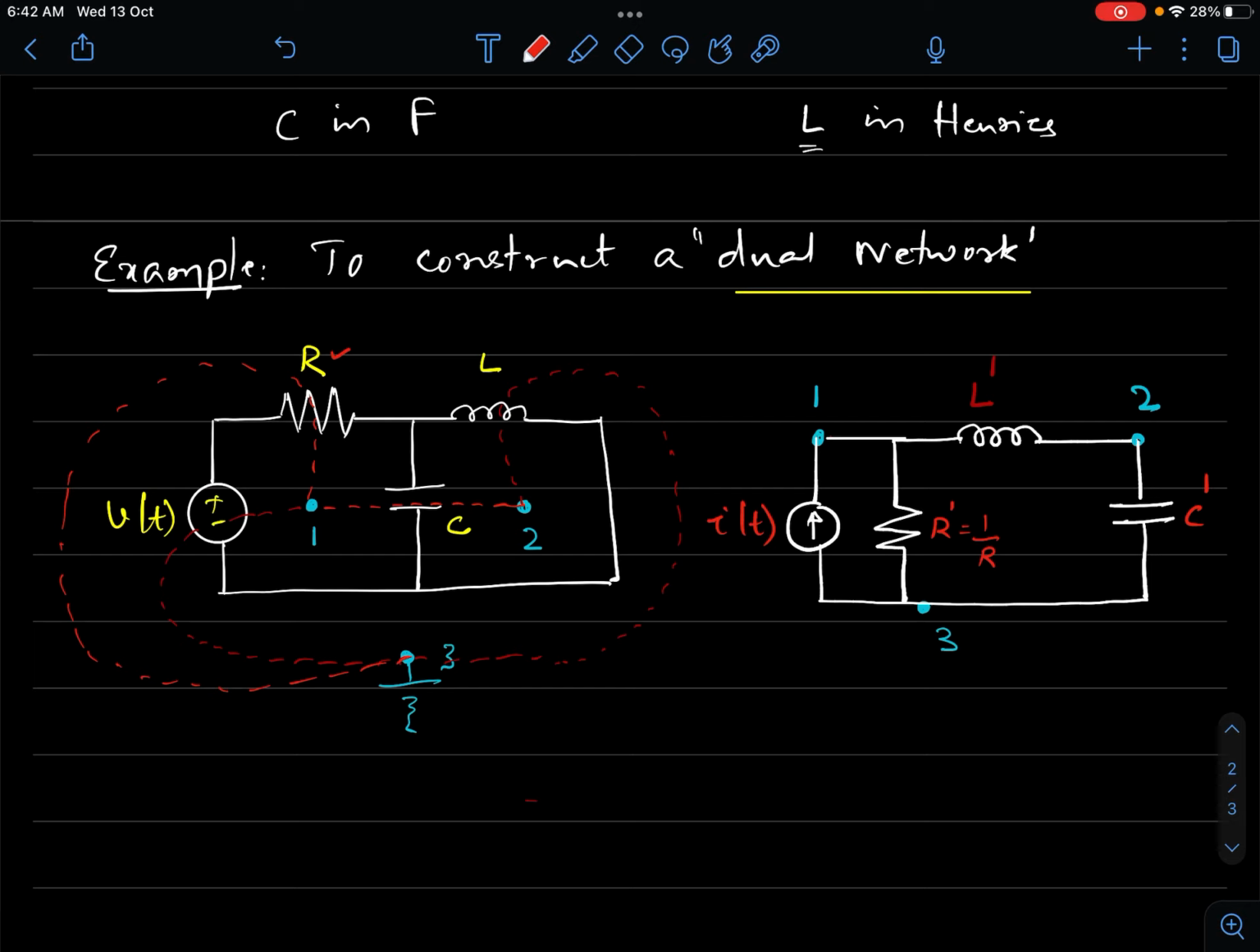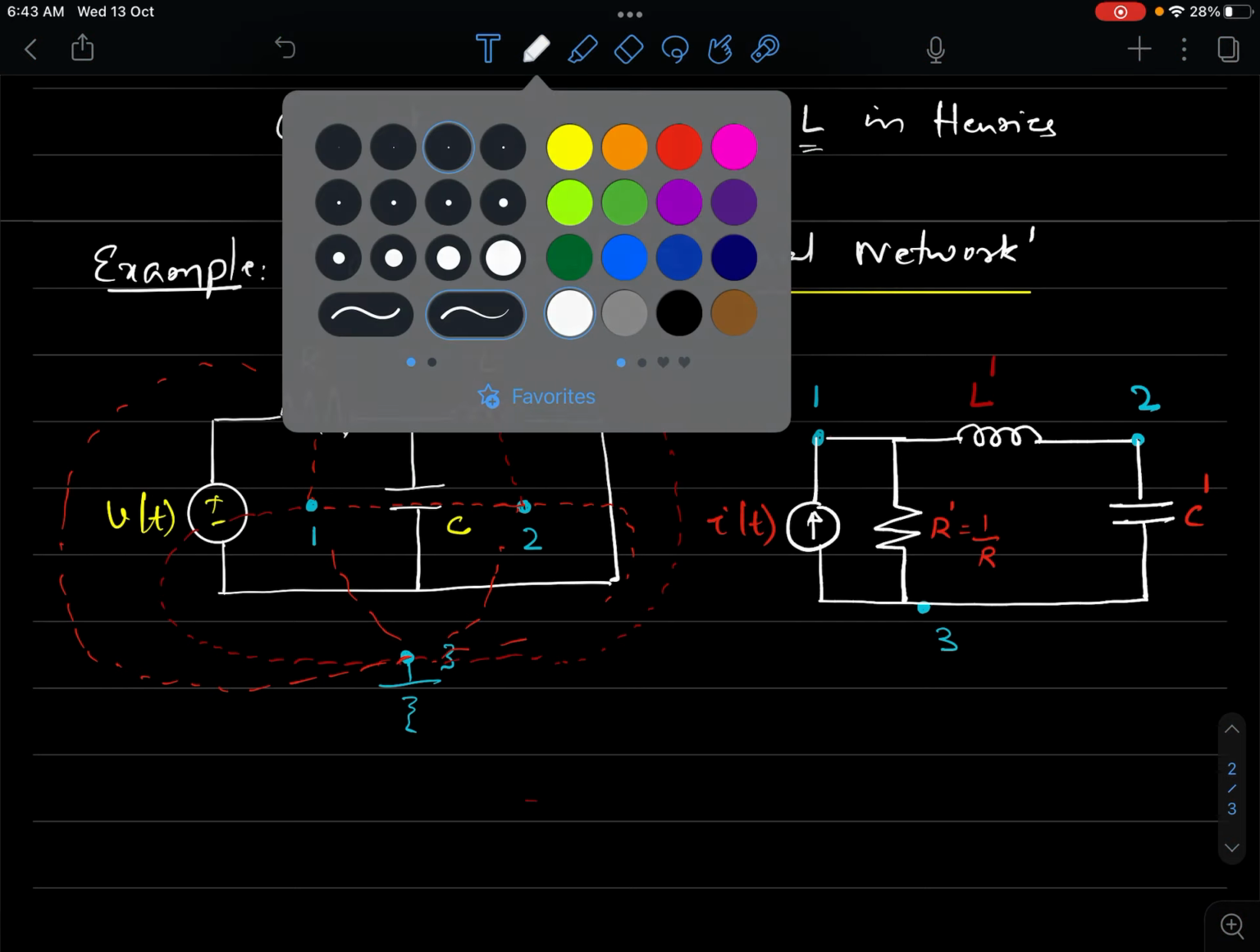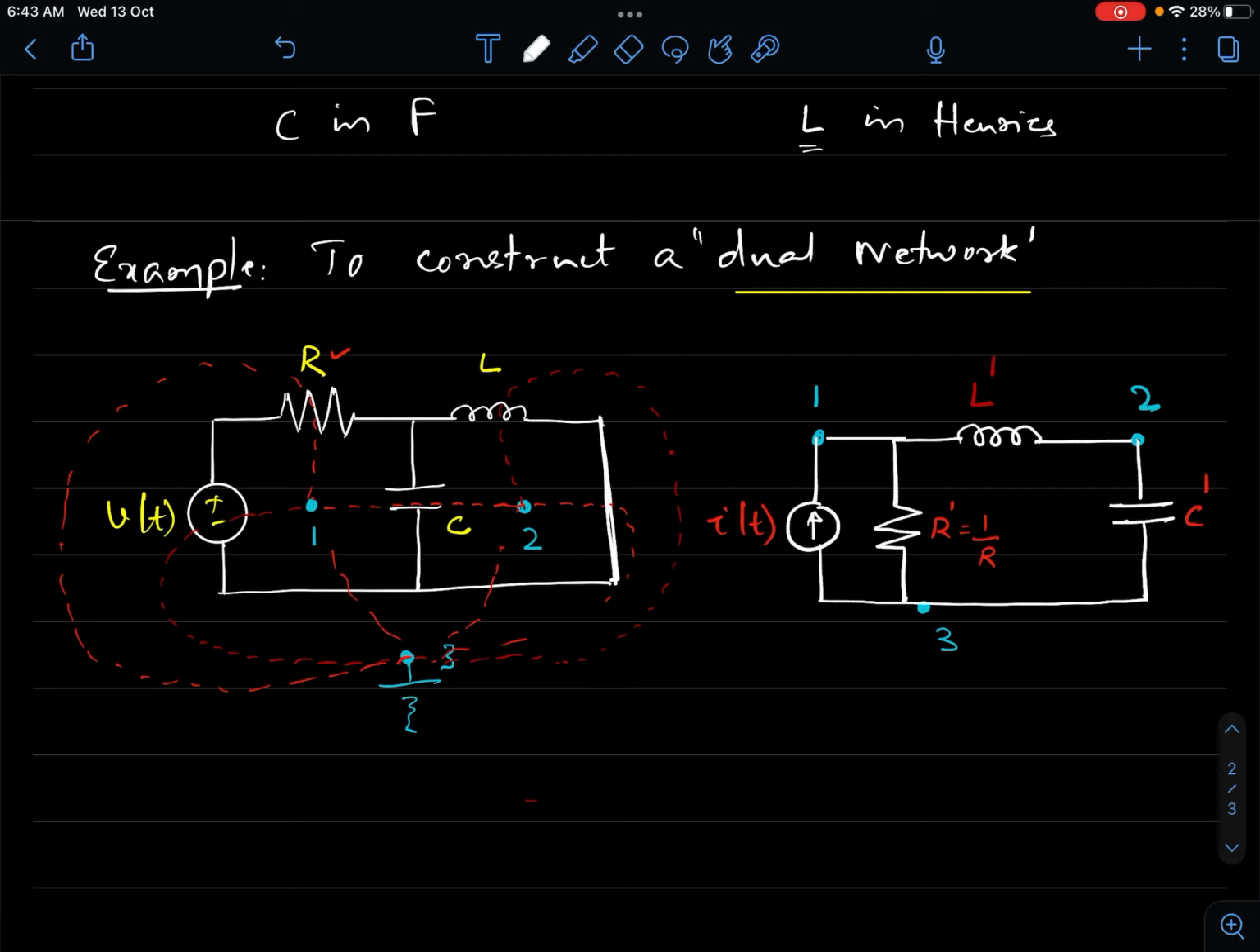Alright, so this is how we construct the dual. Now you may ask, you have a short circuit between 2 and 3. I can travel like this between 2 and 3, and between 1 and 3, so that I take all the branches. Let me tell you, these are not branches. These are simple wires between 2 and 3. This is a wire, which is a shorted wire. Short circuit is replaced by an open circuit. So hence between 2 and 3, you don't write anything else.